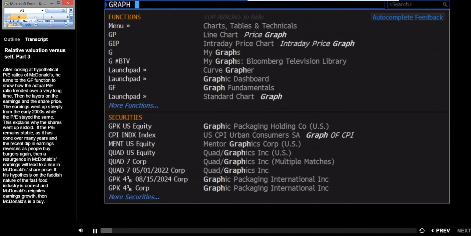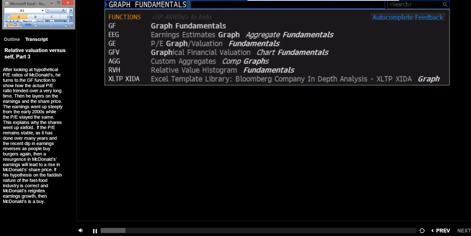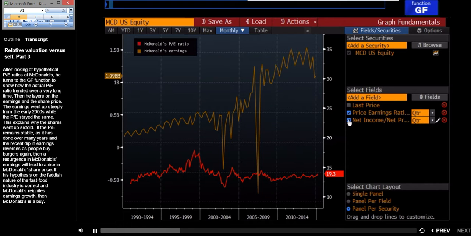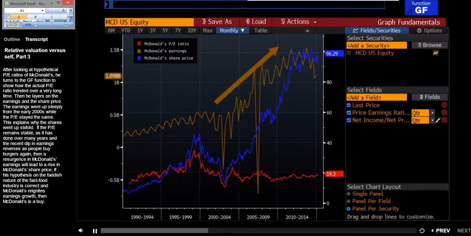After looking at hypothetical PE ratios of McDonald's, he turns to the GF function to show how the actual PE ratio trended over a very long time. Then he layers on the earnings and the share price. The earnings went up steeply from the early 2000s while the PE stayed the same. This explains why the shares went up sixfold.